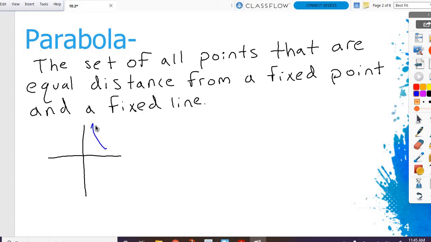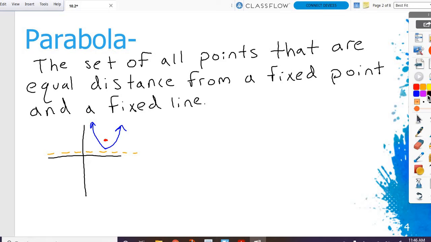Now, we're used to looking at parabolas that look something like that, either going up or going down. Like I said, your focus is going to be a point that is inside of your parabola, and it is going to be lined up with the vertex of your parabola. And then we also have a directrix, which is the imaginary line that we're talking about.